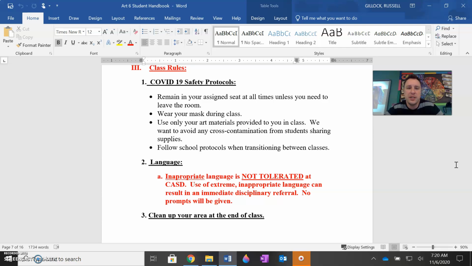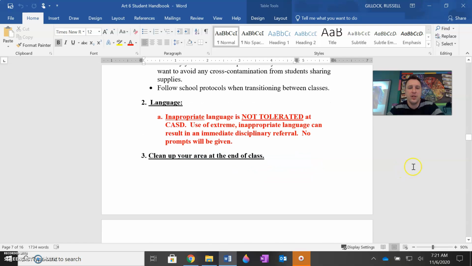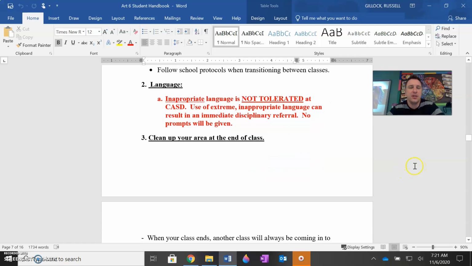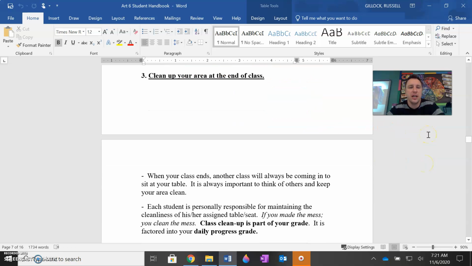The rest of the stuff, just basically stay in your seat at all times. You guys should know the drill for this by now. Wear your mask during class. Follow school protocols when transitioning between classes. And then you have your language. You guys all know how to use profound language. I never expect that from any of my students, so I'm not even going to get into it. But that little blurb is there as one of the class rules.